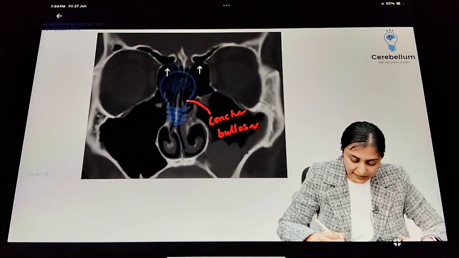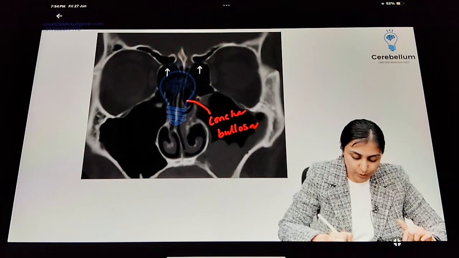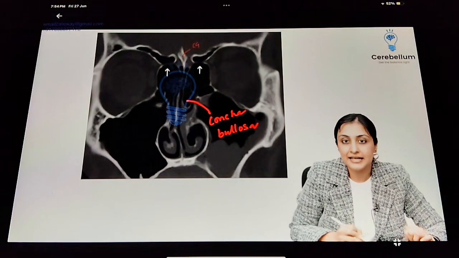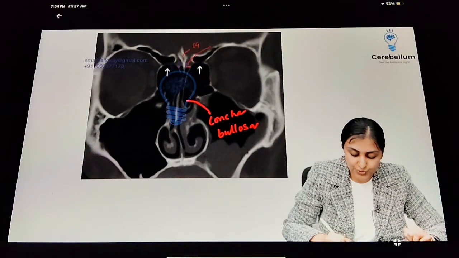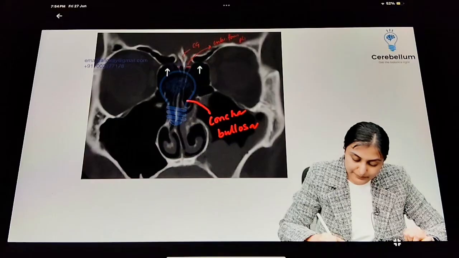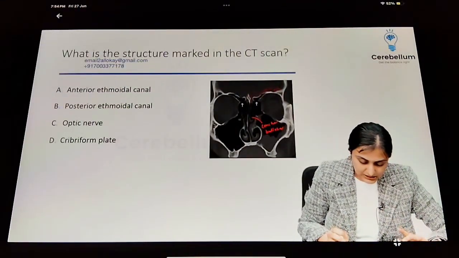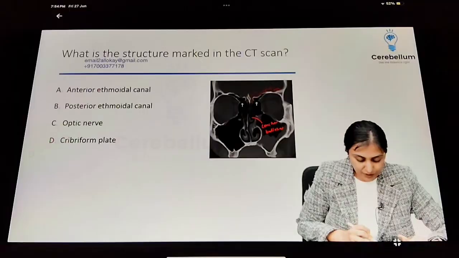Now look at what they have pointed towards. First of all, what is the cribriform plate? The central piece of bone that you see here is the crista galli, and the two thin plates of bone, the roof of the ethmoid sinus, are the cribriform plate. So this is the cribriform plate surrounding the crista galli. So what has been marked, it's clearly not the cribriform plate.